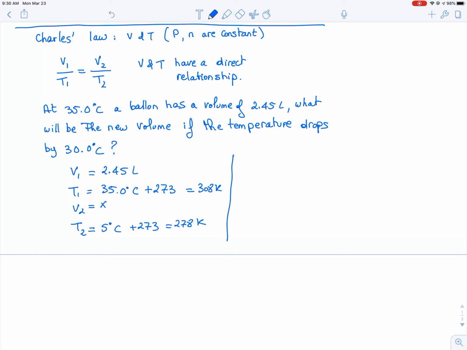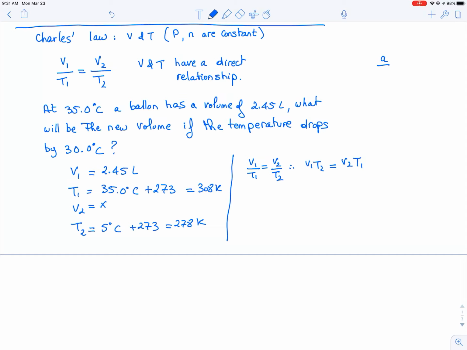All right, so now we're going to go ahead and solve for V2. So you write the equation. V1 over T1 is equal to V2 over T2. Now, a lot of students mess this up, so please be careful. Mathematically speaking, this is the same thing as V1 T2 equals V2 T1. And I hope you guys can see this.